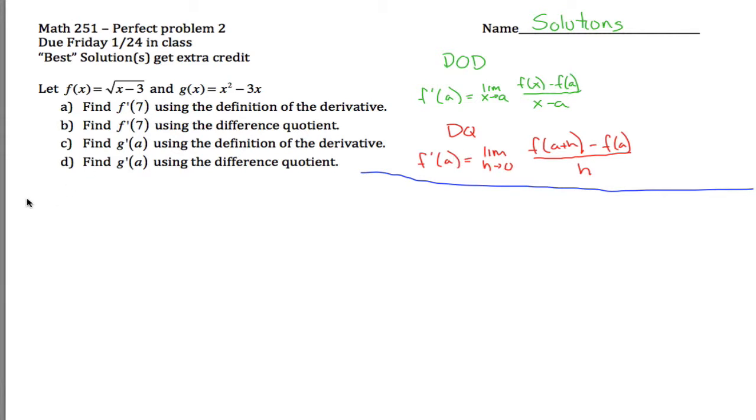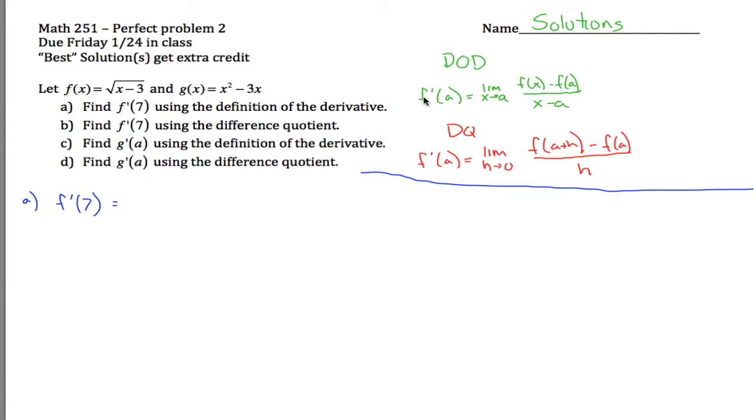So for part A, it asks me to find f prime of 7. So this is what I'm trying to figure out. In other words, find the slope of the tangent line to this curve f of x when x equals 7. Find that thing. How? Using the definition of the derivative.